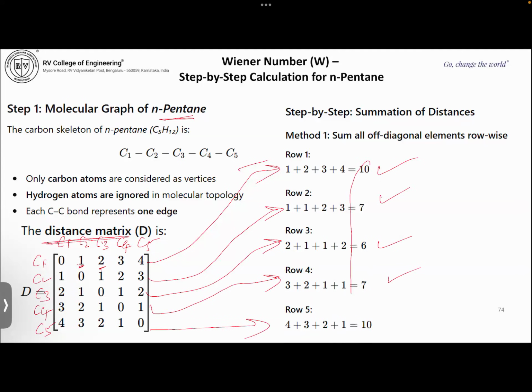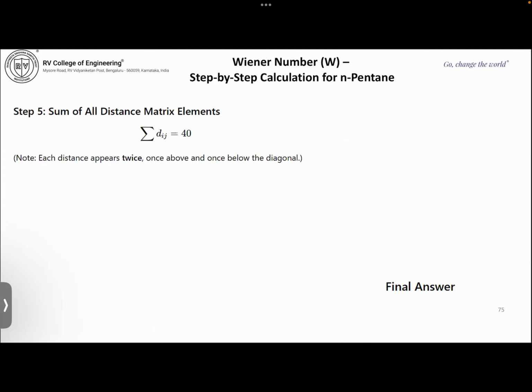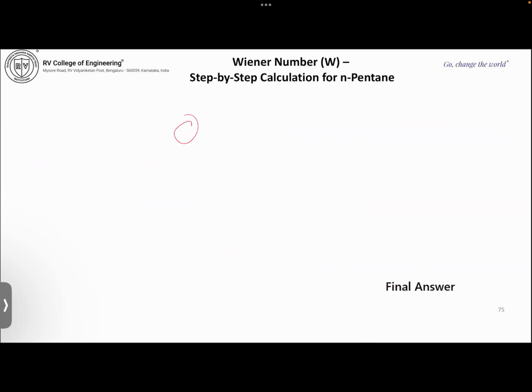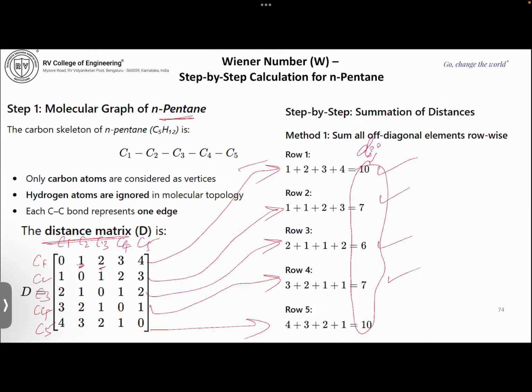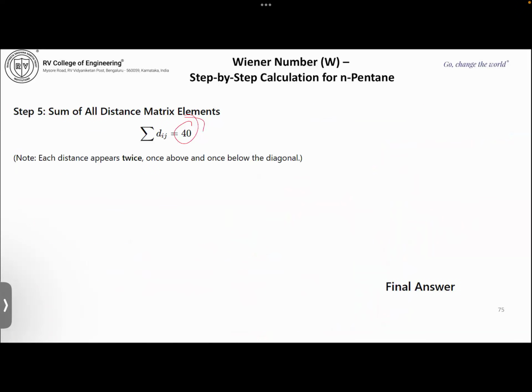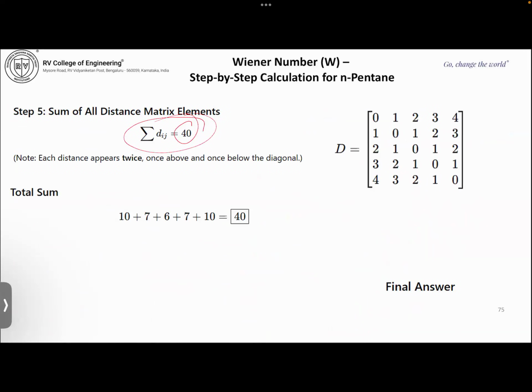So this is the sum of all the dij. So the total, the sum of all this is around 40. The final sum will be 40, and you should take half of that, divide by 2. So 40 by 2 is actually 20. This is the Wiener number for pentane.